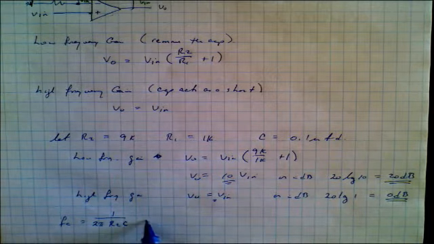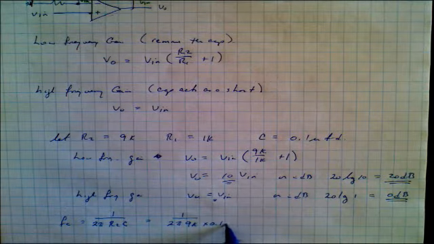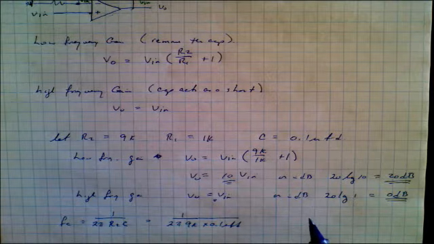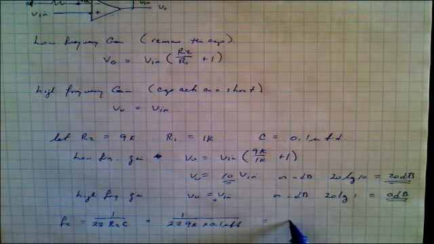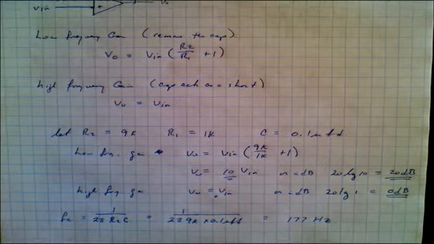So let's put in our numbers. 1 over 2 pi times 9k times 0.1 microfarads. And this time, of course, we'll get a different corner frequency than before because this is 9k instead of 10. And it turns out to be about 177 hertz. So now we can start plotting.